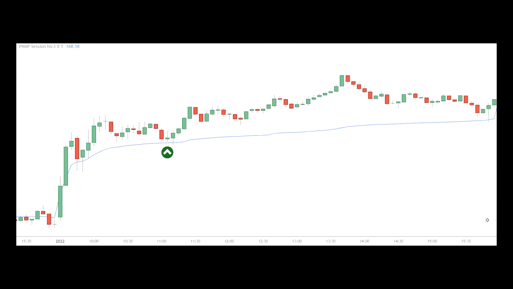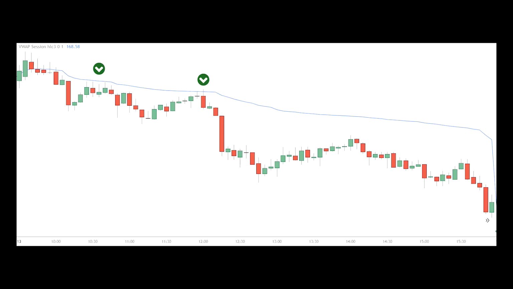Now, the strategy is if the price is above the VWAP line and comes back down to the VWAP line, then you should look to buy as it serves as a support price level. On the other hand, if the price is below the VWAP line and comes back up to the VWAP line, then you should look to short the stock as it serves as a resistance price level.